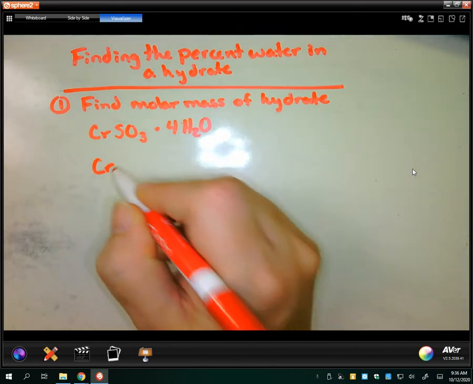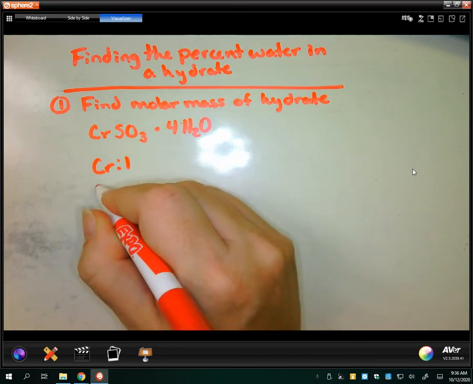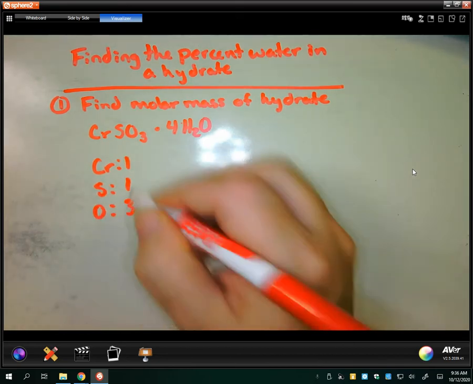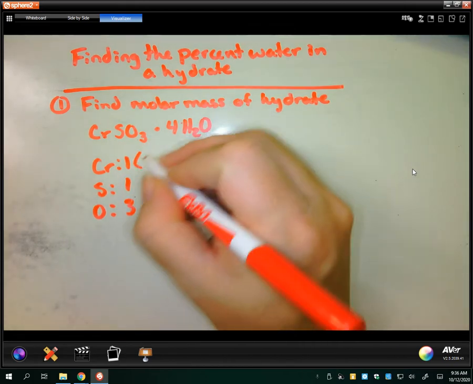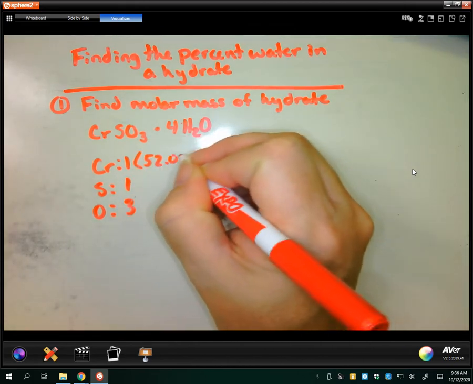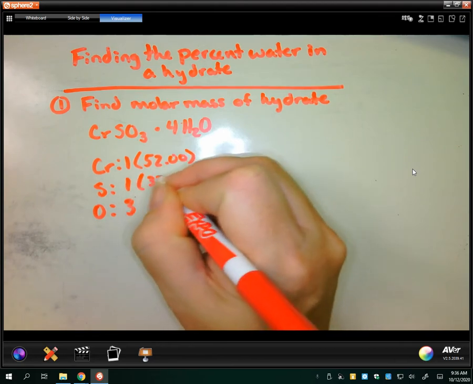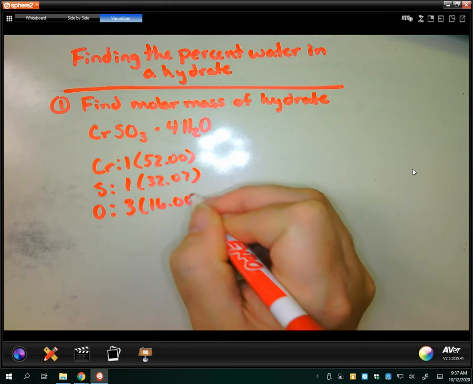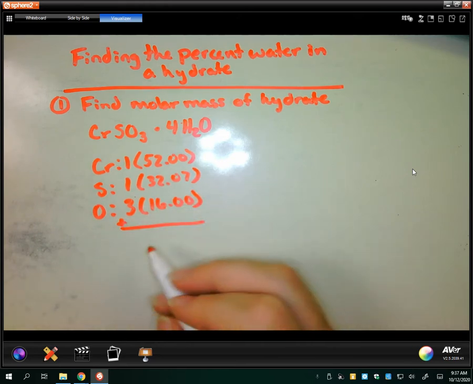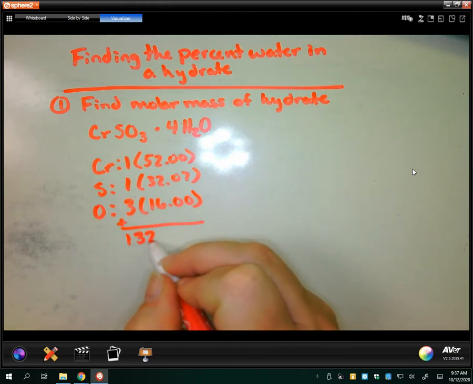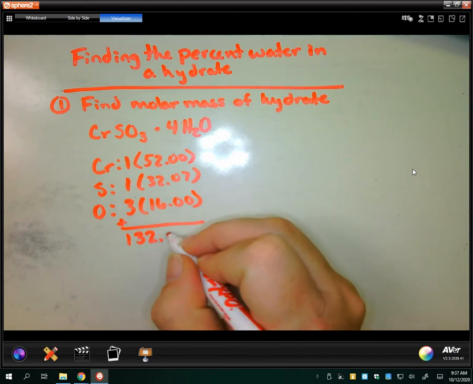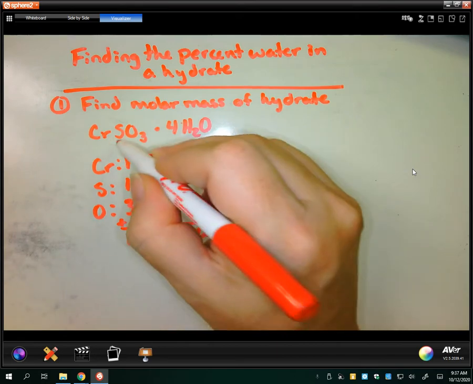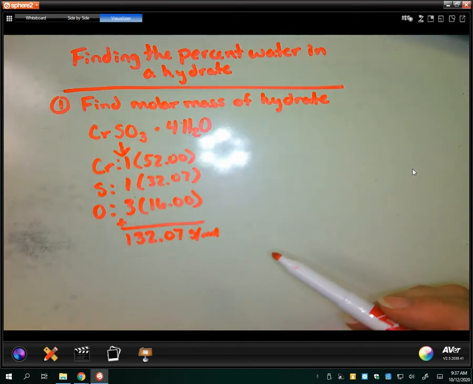So in chromium(II) sulfite, I have 1 chromium, I have 1 sulfur, and I have 3 oxygens. From the periodic table, chromium is right around 52 grams per mole, sulfur is 32.07, and oxygen is 16. And we're going to add those up together, and I get 132.07 grams per mole. Now, that's just this part, the chromium(II) sulfite.